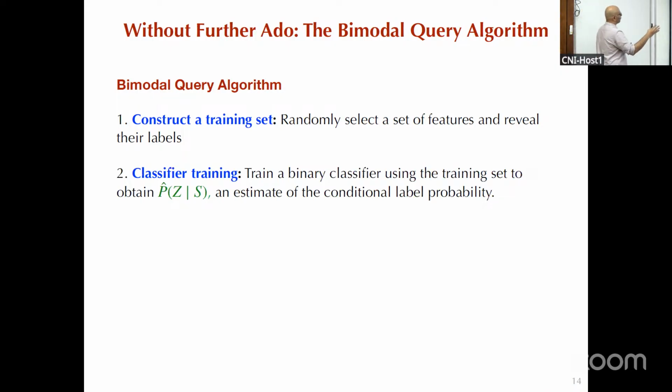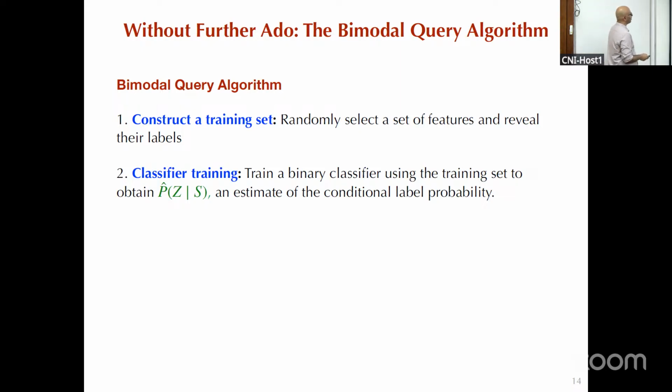So first, you randomly select a set of features and reveal their labels. And then you train a binary classifier using this training set to obtain a conditional distribution of z given s. Right? So can you decide which color you should be based on just the feature that you observe? This is a classification problem, so you can train a classifier to do this. And most classifiers, actually well-calibrated classifiers, allow you to output the conditional probability distribution. Not just the labels, but also the probability distribution.